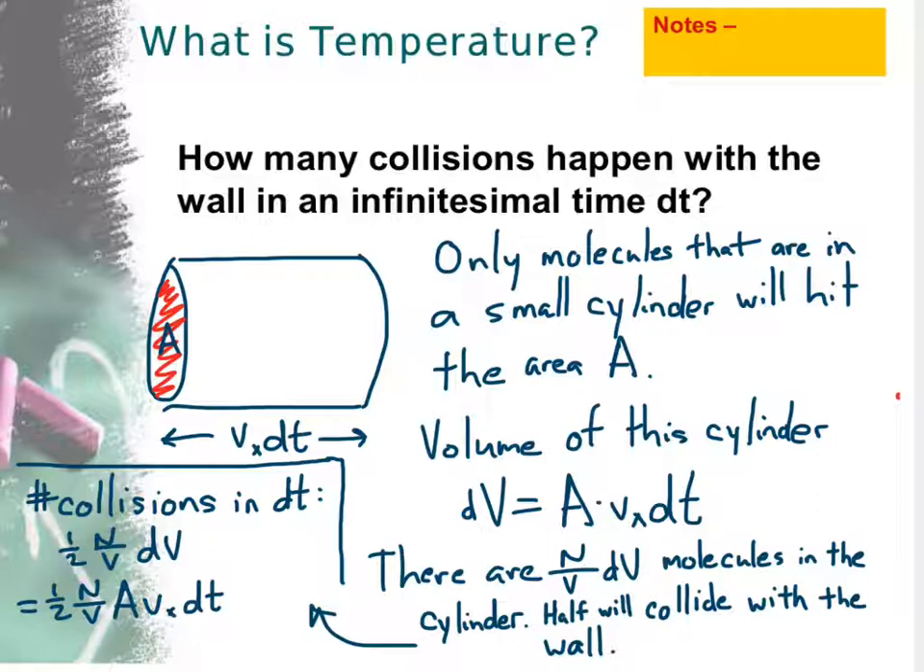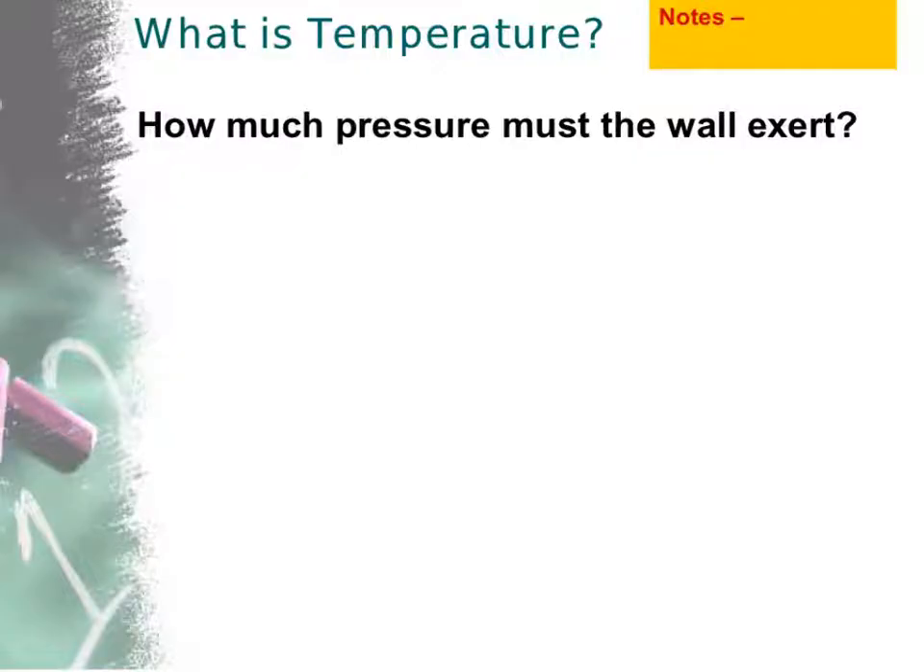Well, now that I know the total number of collisions, I can actually calculate how much pressure the wall has to exert on the gas, because that, according to Newton's third law, is equal and opposite to the amount of force that the gas pushes on the wall. Well, how do I figure out how much pressure the wall must exert? Well, let's think about a collision of a gas molecule with this wall.